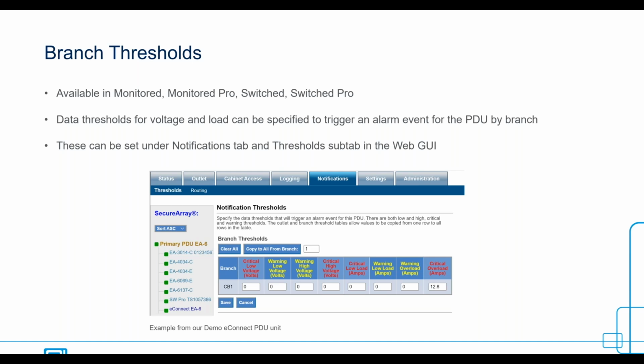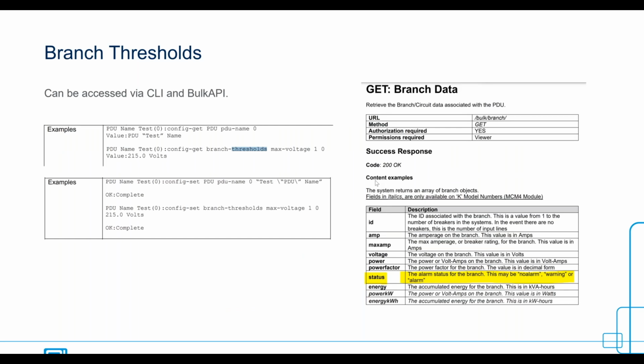Another interesting thing is that you can copy from one branch. I know that this example is only showing one branch, but if you had, let's say, up to 6 branches, then you can copy from one particular branch onto the other one. Branch thresholds can also be accessed and set via CLI and bulk API. To your left, you will see an example on how to review the alarm for a branch.